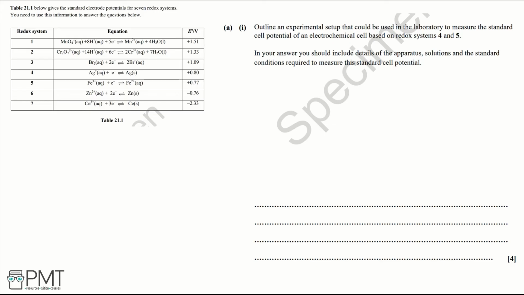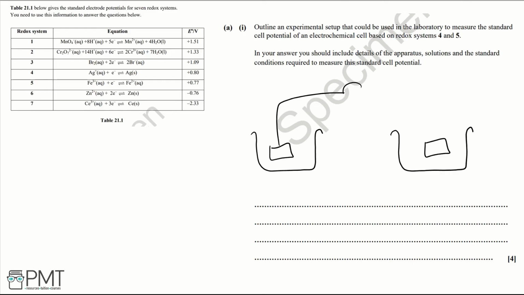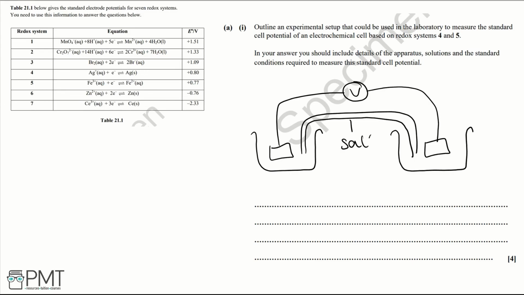In your answer, you should include details of the apparatus, solutions, and the standard conditions required to measure this standard cell potential. The general setup for measuring a cell potential is you're going to have 2 beakers with 2 electrodes in, and these electrodes are going to be connected to a voltmeter, and then connecting the two beakers, you're going to have a salt bridge. So you need to label all of this in your diagram.